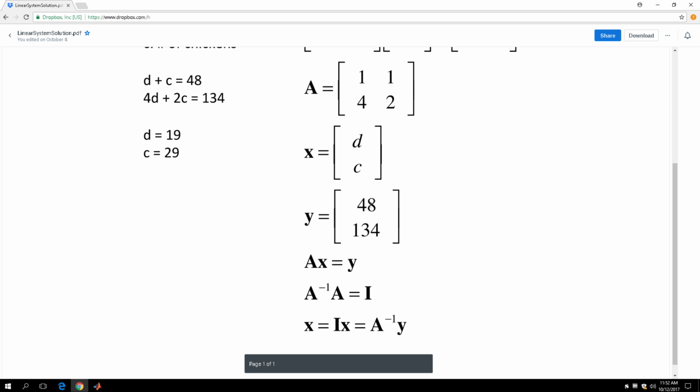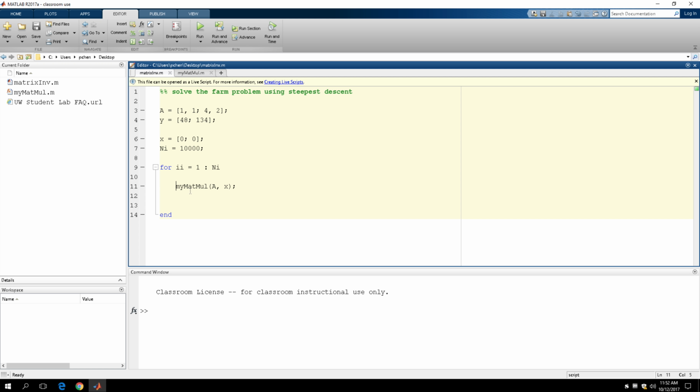The actual Y value is 48, 134. But if you are just using some assumed x value to do the multiplication, say 0, 0, then it's going to be different. So let's call it y underscore pred. The results from the matrix vector multiplication are going to be stored in this particular variable. Here we are using an underscore inside the variable name, and that's allowed. You can use an underscore to separate the different words in a longer variable name.